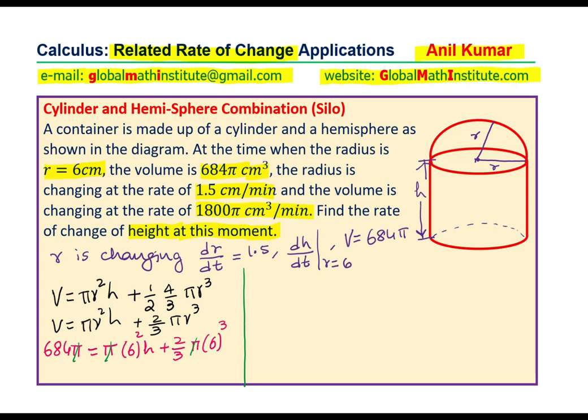So as you can see from here, let me rewrite the final calculation: 684 equals 36h plus 2 times 6 cube. So let's multiply. 6 cube is 216, right? We'll multiply that by 2, which is 432.